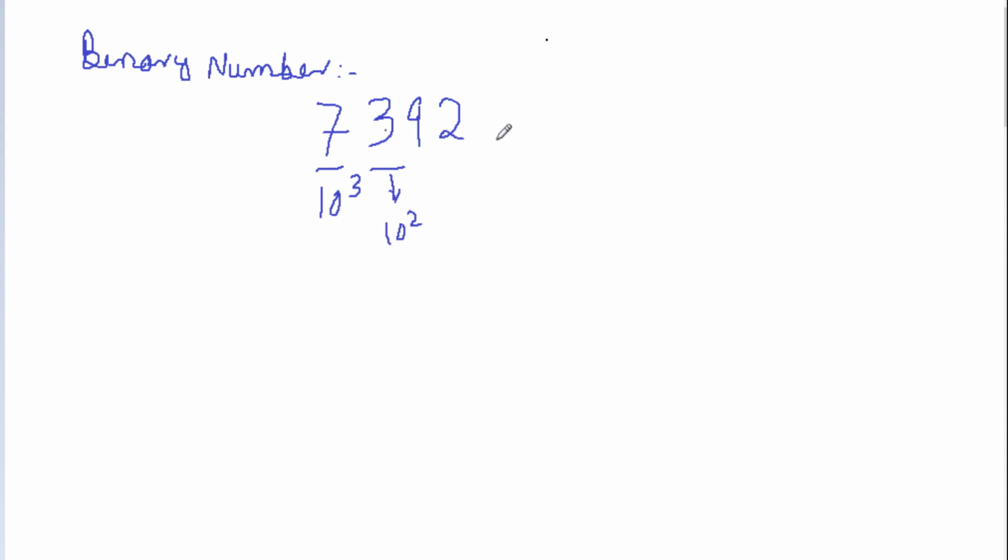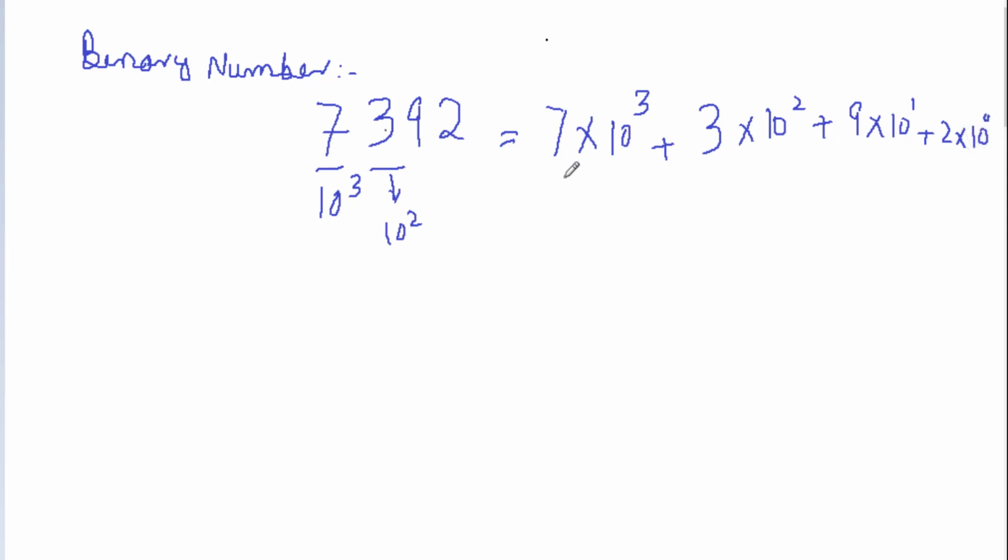To be exact, this can be written as 7 into 10 raised to power 3, which is 7000, plus 3 into 10 raised to power 2, plus 9 into 10 raised to power 1, plus 2 into 10 raised to power 0. Now, however, the convention is to write only the coefficients, like 7, 3, 9, 2, and from their position deduce the necessary power of 10. That becomes 7,392.